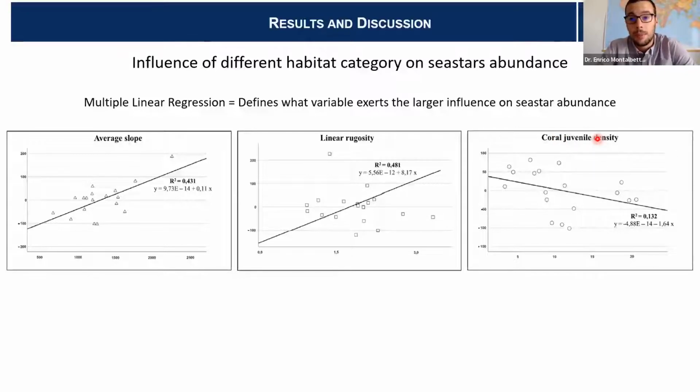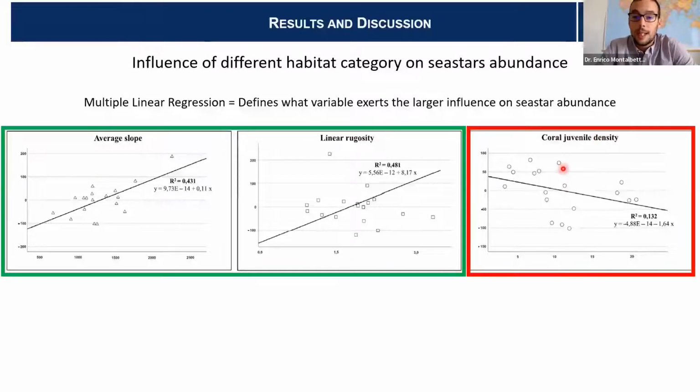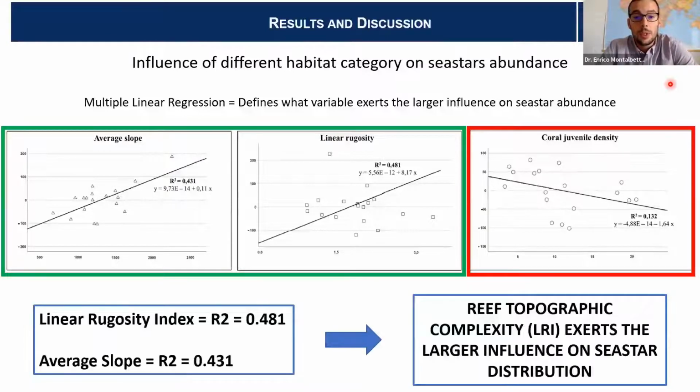What we found is very interesting because, for example, coral juvenile density didn't even give a significant linear regression equation, meaning that if coral juvenile density has a statistical influence on seastar abundance, this is very little and even negligible. On the other hand, morphological parameters like the average slope and linear rugosity strongly influenced seastar abundance, with linear rugosity being the most influencing factor, as you can see from the level of the R-square value here. The larger the R-square value in this analysis, the larger the influence of the variable on your factor, in this case, seastar abundance. So we can say that reef topographic complexity exerted the largest influence on seastar distribution.